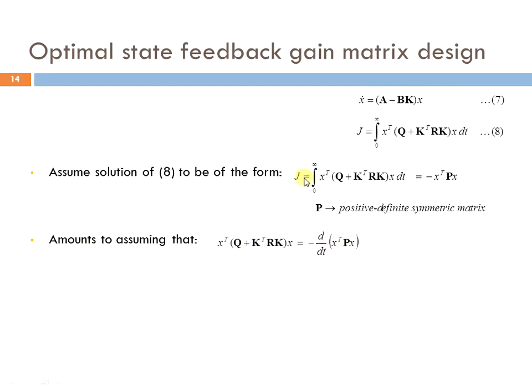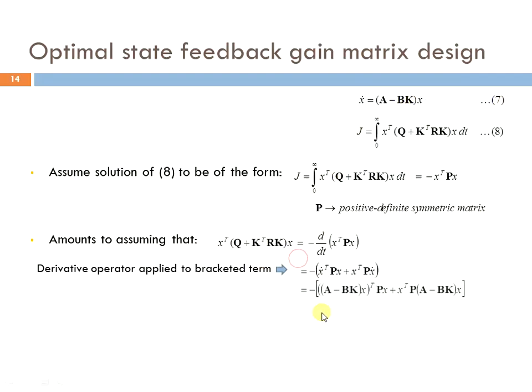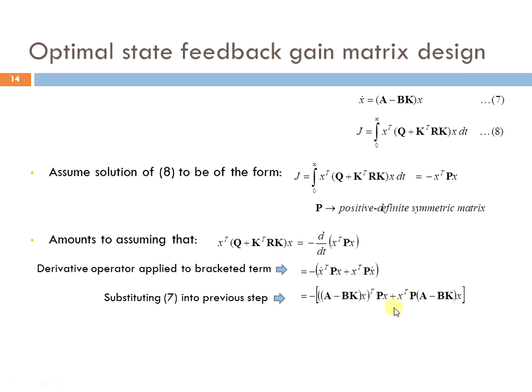Basically, the derivative operator applied to the left hand side gets rid of the integral operator, and on the right hand side we apply the differential operator to this quadratic expression x transpose P x. Here we apply the product rule of differentiation, and we get the expression x dot transpose P x plus x transpose P x dot. x dot is given by equation 7, so we can make that substitution, and we end up with this expression.